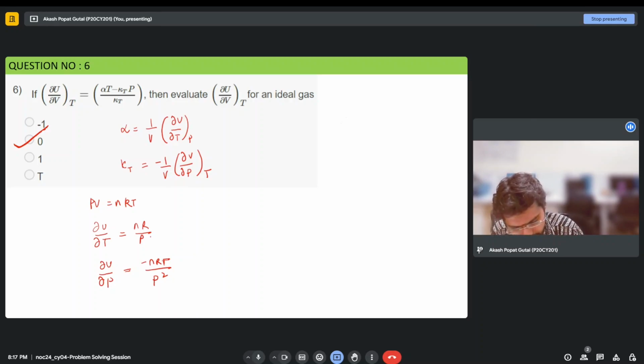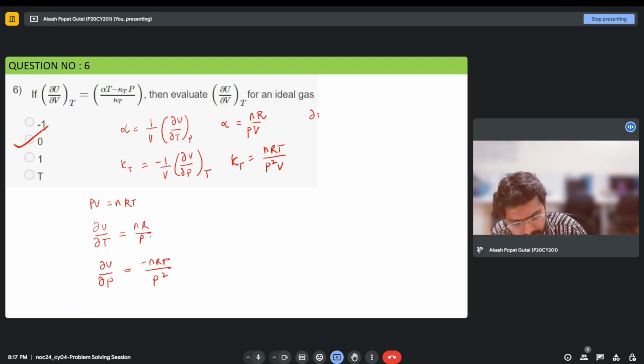So putting in the equation, we will get alpha is equal to 1 by V into nR by P, and kappa T is equal to minus of minus nRT by P square into 1 by V. So that will be the answer. You just put it in the given equation.